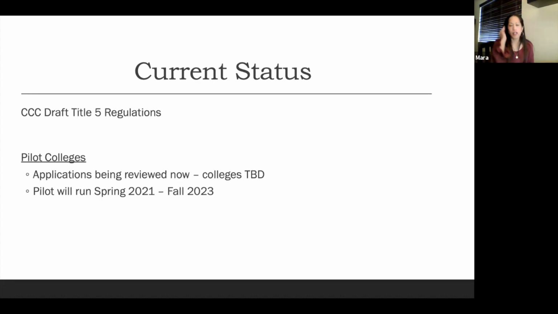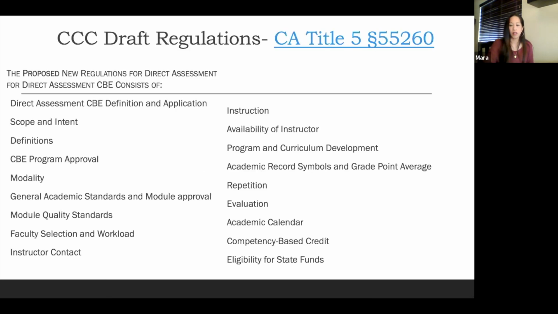And there are some colleges that have been asked to pilot this. The idea was to get information on those pilot colleges, because I was under the impression that that had already started. However, I don't think that they've been identified yet, or if they have, they haven't been announced. And the pilot is actually supposed to run beginning this spring and through fall 2023. So there's no big rush, so we can take our time and have additional conversations. So here are the draft regulations.